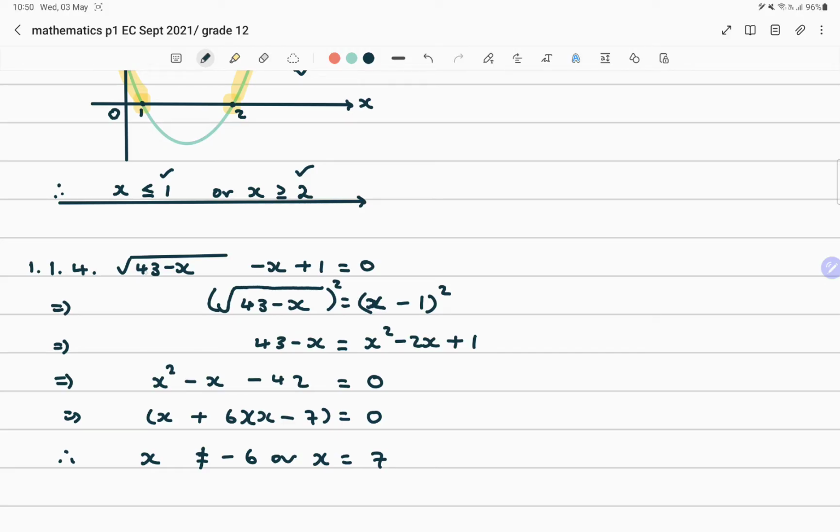So let's put a 7 here. 43 minus 7 is what? Is it 36? 43 minus 7. Yeah, it's 36. So square root of 36 is 6. And then 6 minus 7 is minus 1. Minus 1 plus 1 is 0. So this one is correct. Of course, you will just say this one is not applicable. Rejecting it is still a mark, okay?